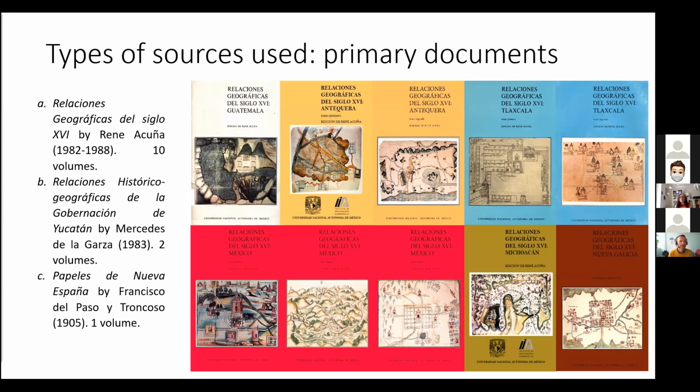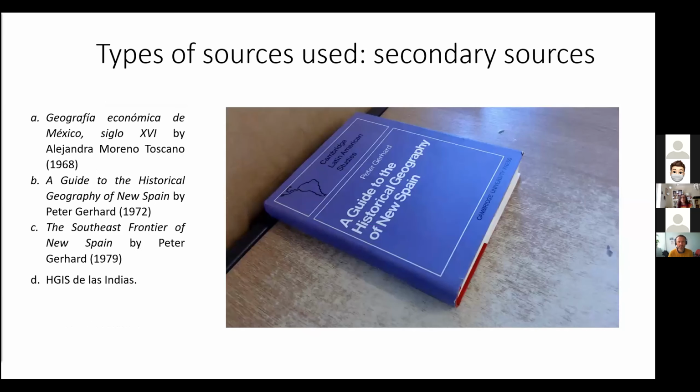Firstly, we used 16th century primary sources, which were at the end the ones that we wanted to create the Gazetteer for. These were the 10 volumes of the Relaciones Geográficas of the 16th century edited by René Acuña, the 2 volumes of Relaciones Geográficas from Yucatán edited by Mercedes de la Garza, and another volume of the Papeles de la Nueva España called La Suma de la Visita de los Pueblos, edited by Francisco del Paso y Troncoso, which basically is 1 volume.